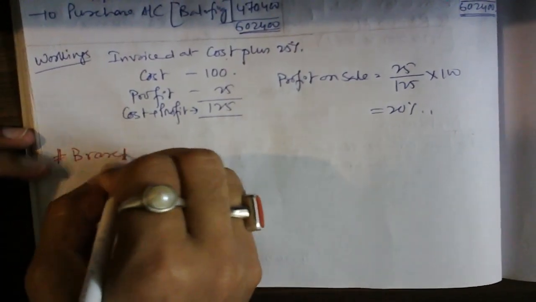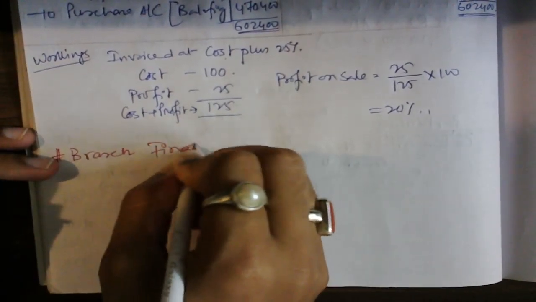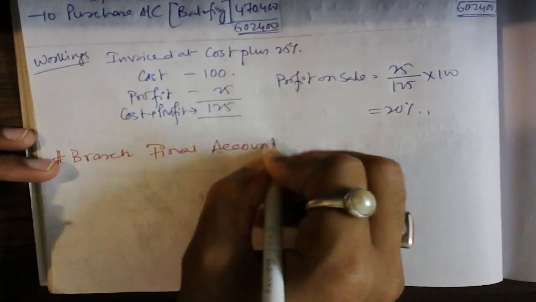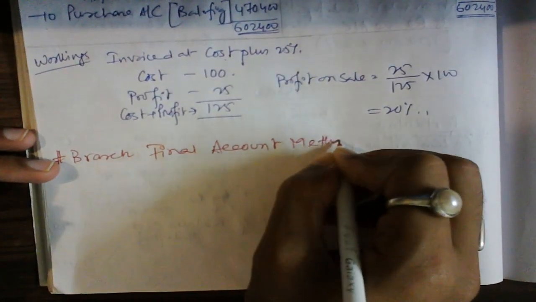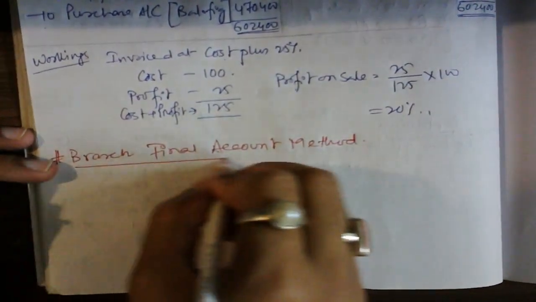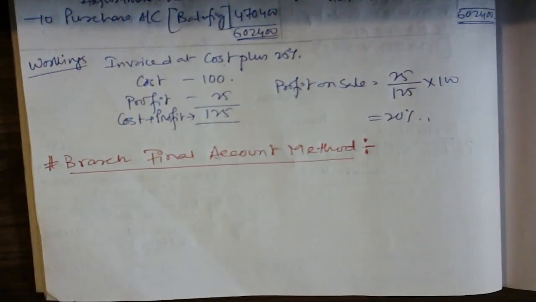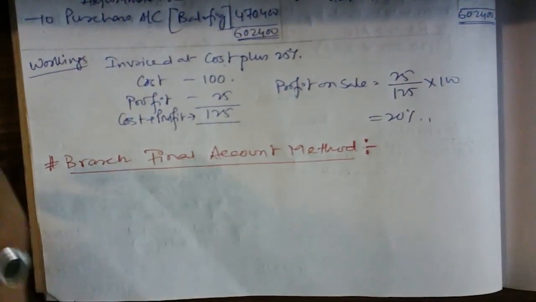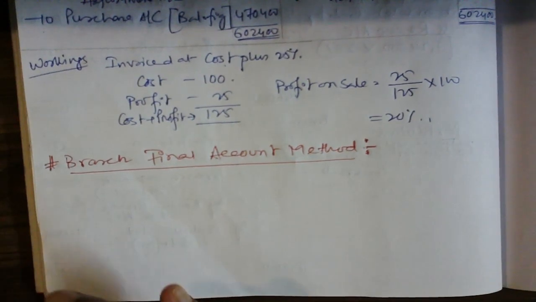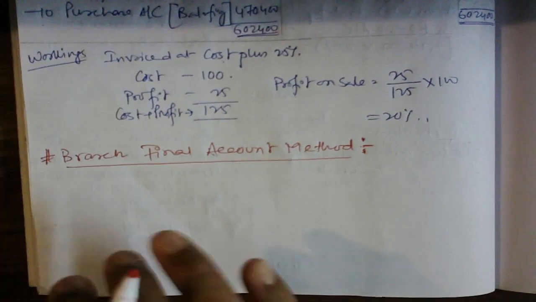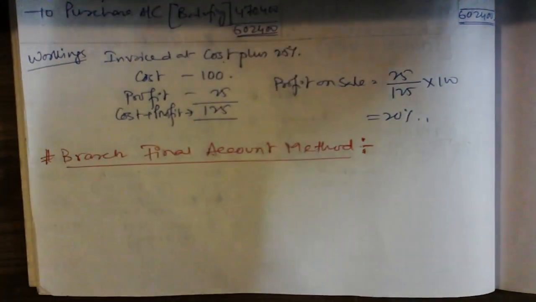Branch final account method. I am repeating, we are into the branch final account method. So in the case of the branch final account method, let us see what we are going to do.